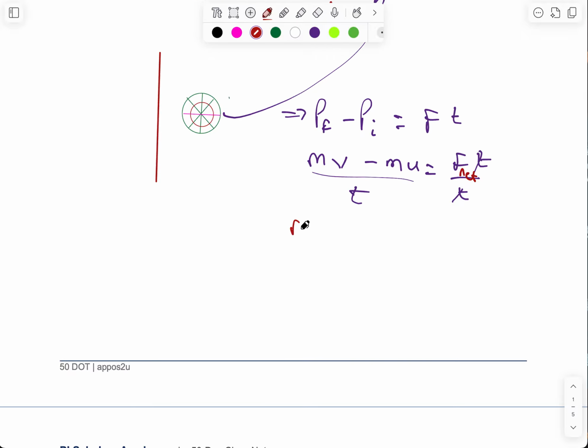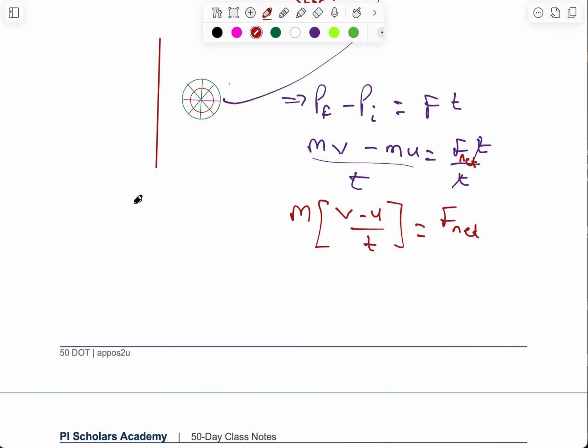So m is common here, so this can be m(v minus u) divided by t, and that will be equal to F net. And what is (v minus u) over t? You remember, a equals (v minus u) over t. So you have ma equals F net. So this is Newton's second law of motion, which actually relates force with change in momentum.